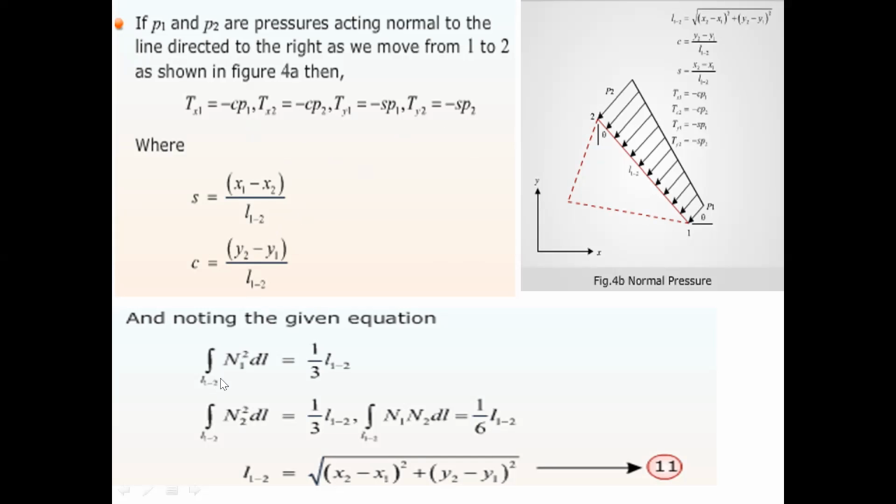Suppose you want to go for integration, because this is a line integral, N1 squared dl. So N1 to the power a dl, a length integral, is 2 factorial by 2 plus 1 factorial into length. So 2 factorial by 3 factorial is 2 by 6, so that is 1/3. So it is 1/3 of length. Similarly, you have terms like N2 squared, which is the same.